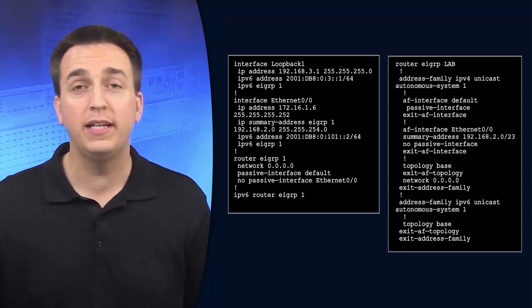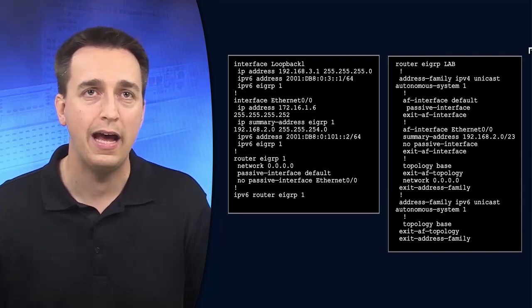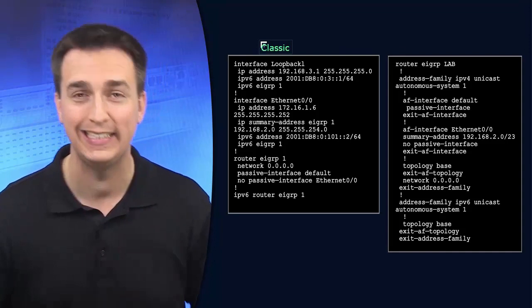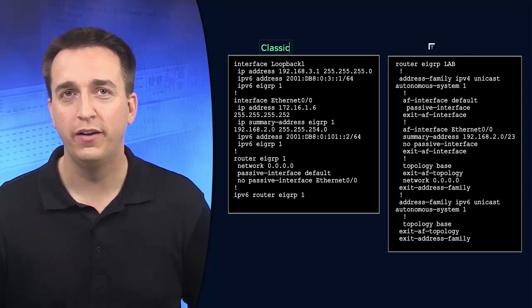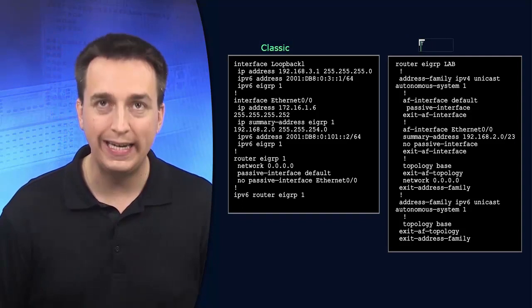Here's a side-by-side comparison of the two configurations. On the left-hand side, we have classic configuration mode, and that's what it's called, classic configuration mode. And on the right-hand side, we have what is known as named.